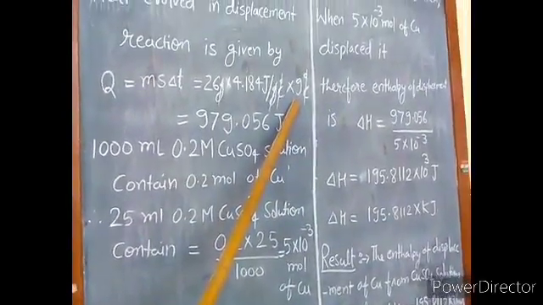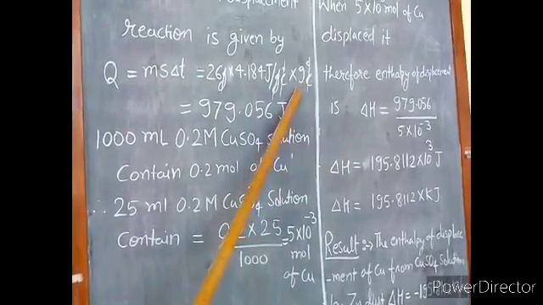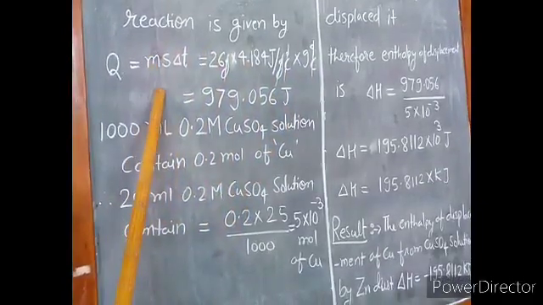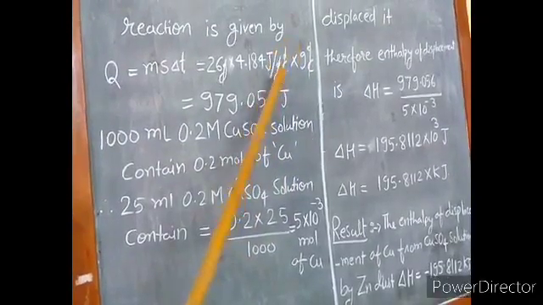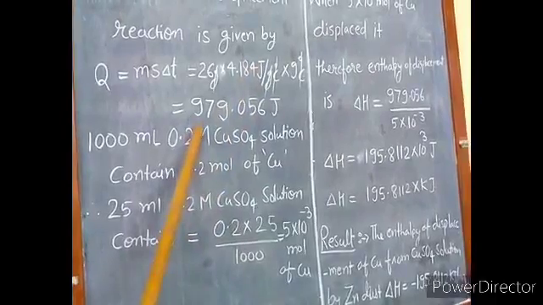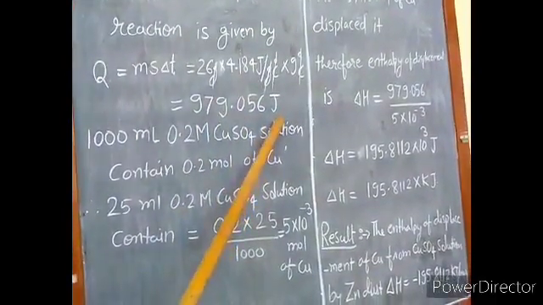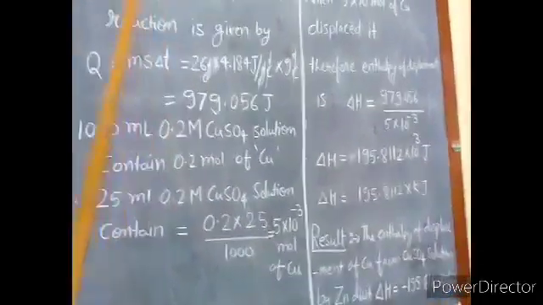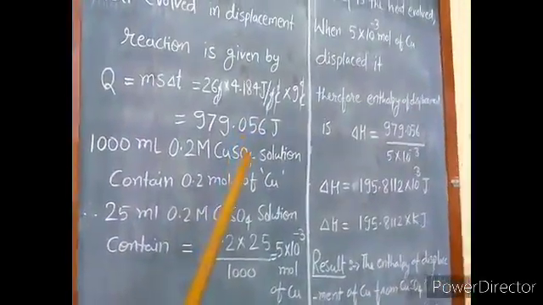Initial temperature was 24 degrees Celsius, final temperature was 33 degrees Celsius, so rise in temperature was 9 degrees Celsius. So that value I have substituted in this formula. Degree Celsius will be cancelled, gram will be cancelled, the unit remaining is joule, so the answer is coming 979.056 joule.